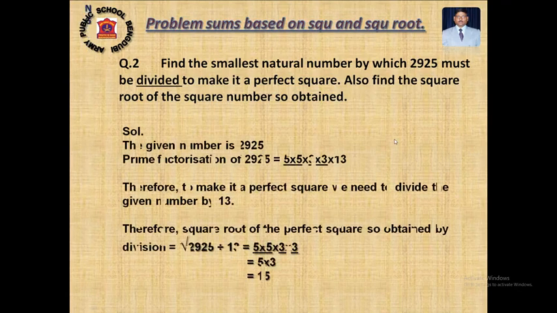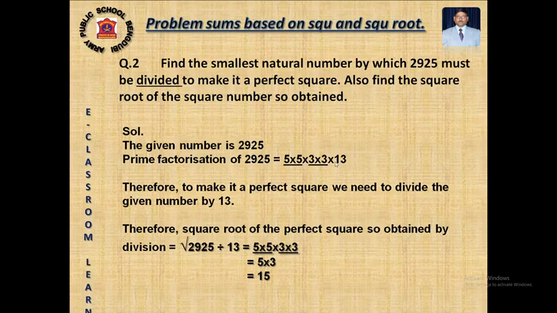Clear? So if we factorize 2925, the factors will be 5 into 5, 3 into 3, 13 alone. So 13 has no pair. So in this case, by dividing, the smallest natural number, 13, is the answer. We have to eliminate 13. By how? By dividing. So 13 is one part of the answer. Now when we divide it, the 2925 will get reduced, and this unpaired factor will also go out.